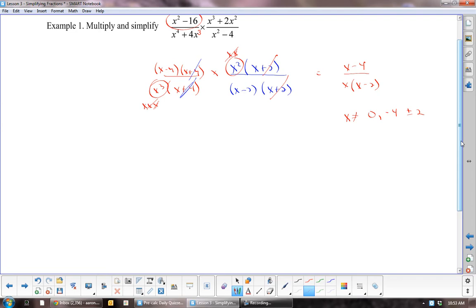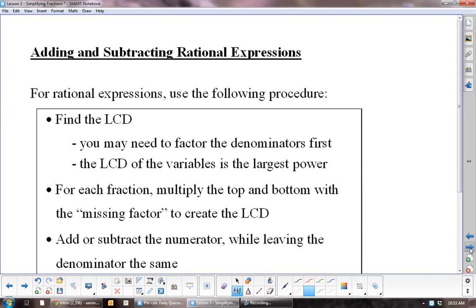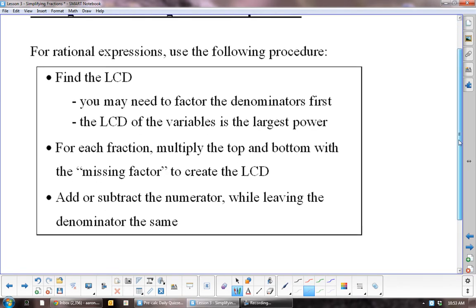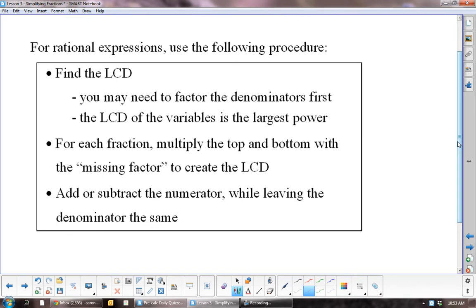Okay, now adding and subtracting. These are the pain. We're not dealing with equations here, because even with equations we can get rid of denominators, but not when we're doing just adding and subtracting. For rational expressions, when we're doing addition and subtraction, you want to find the lowest common denominator.